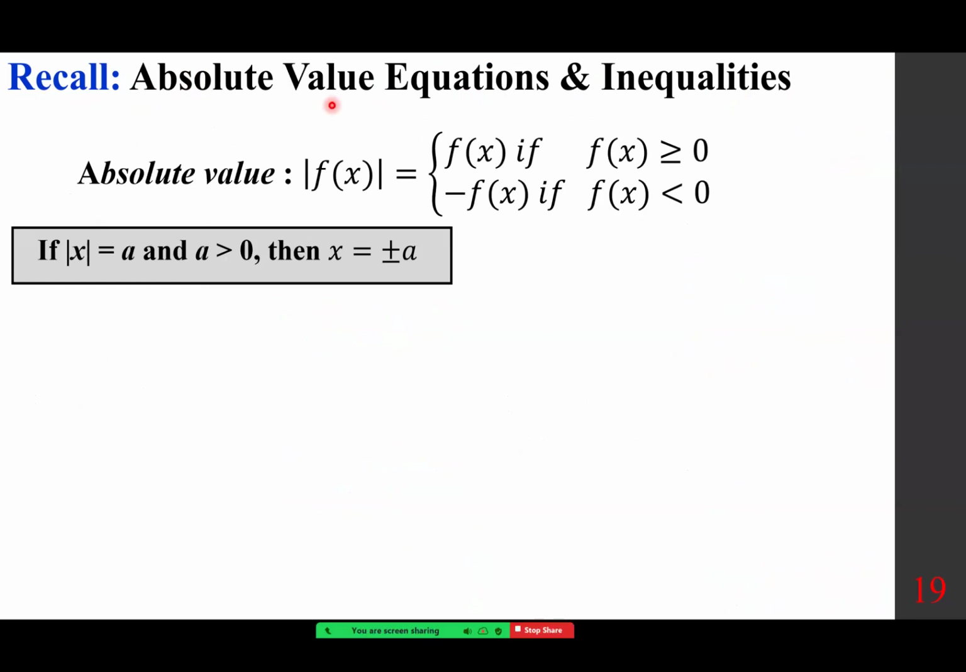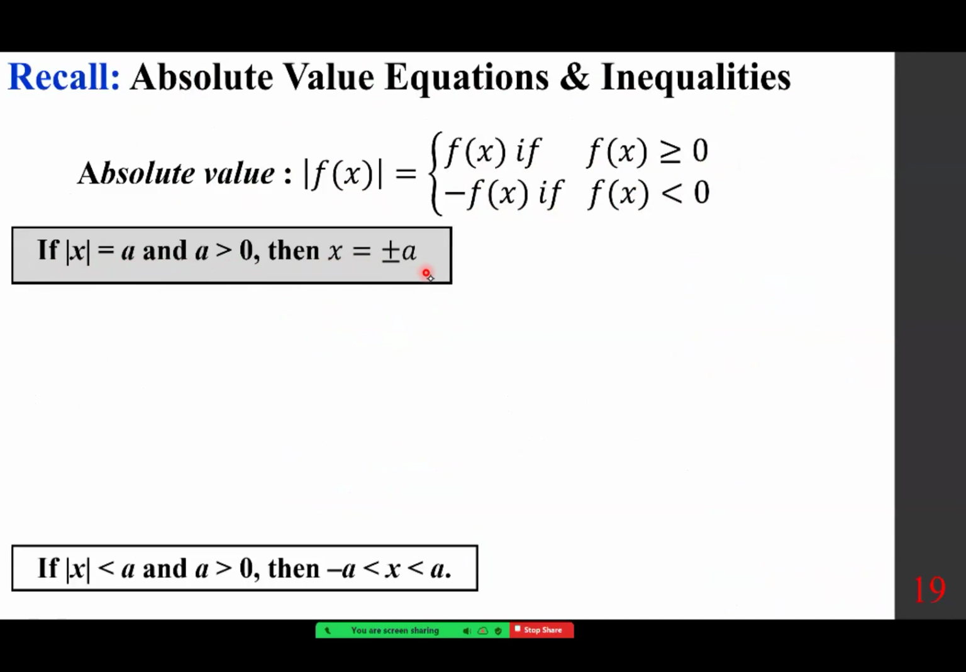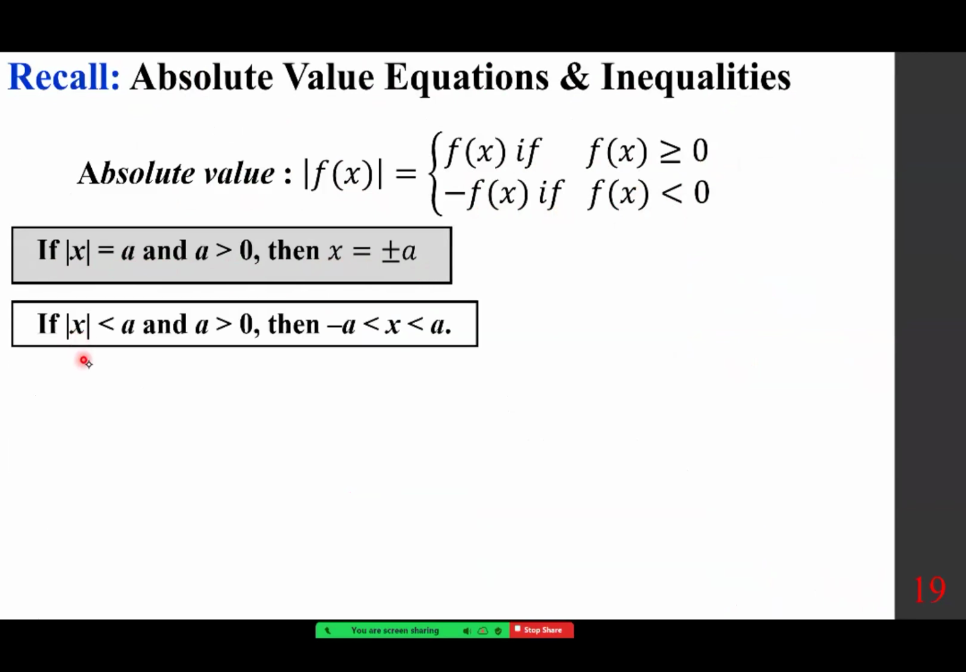Let's go over the absolute value equations, reminding everybody by definition, absolute value of f of x is f of x if f of x is greater than or equal to 0, minus f of x if f of x is less than 0, because absolute value of x equals a represents distance from 0. And if a is positive, x is plus minus a. And by the way, absolute value equality or inequality, you have to isolate it first.